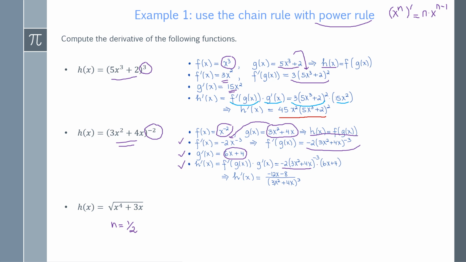So notice what I've done. I distribute the negative 2 through this group right here. So that's where negative 12x minus 8 comes from. Okay, and then I brought this group right here into the denominator. Okay, so that's 1 over (3x squared plus 4x) raised to the third power. All right, so that would be the answer.